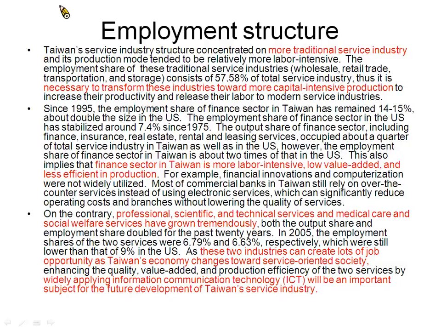And here we especially emphasize that in order to enhance the quality, value-added and production efficiency of the two services, we widely apply information communication technology. That is the strength of the Taiwanese economy. We widely apply this ICT technology to the modern service sector as an effective way to improve Taiwan's economy. If we want to improve this modern service sector, we should be more capital intensive and also apply ICT technology. The modern service sector actually applies a lot of ICT technology, so if we can make quick use of it, it will help these modern service sectors.